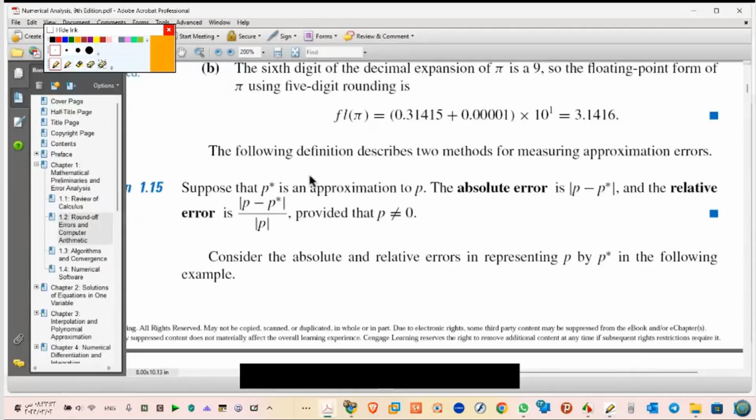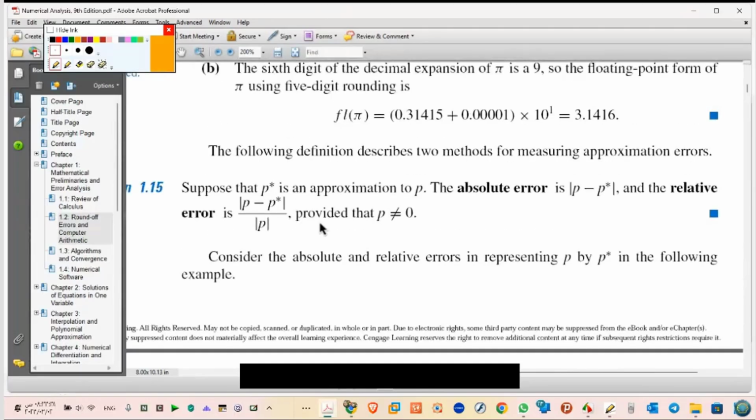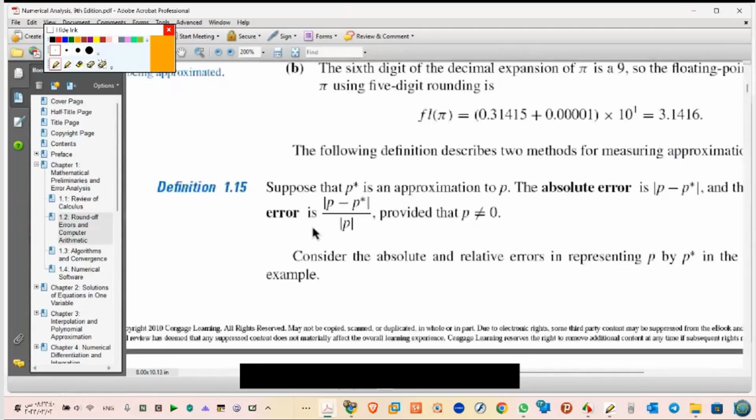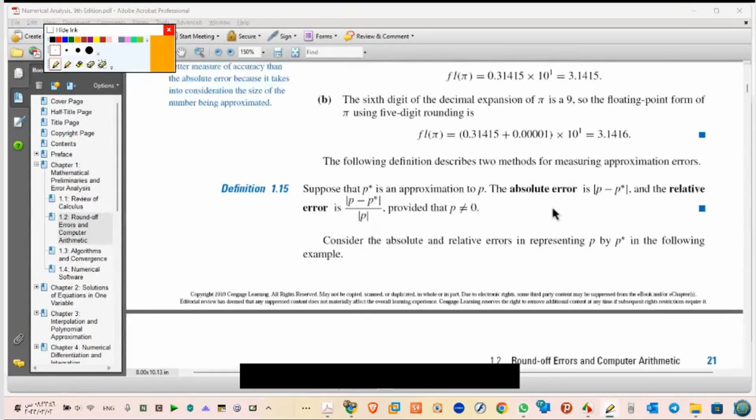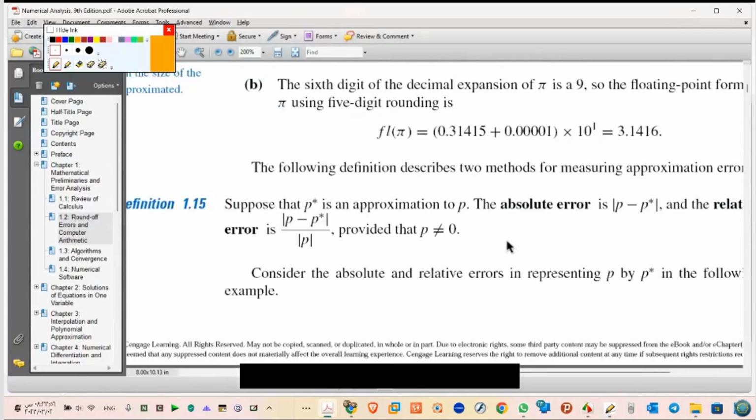And we'll talk about something called error. What is the error here? Here in our book, we have two kinds of error: absolute error and relative error.